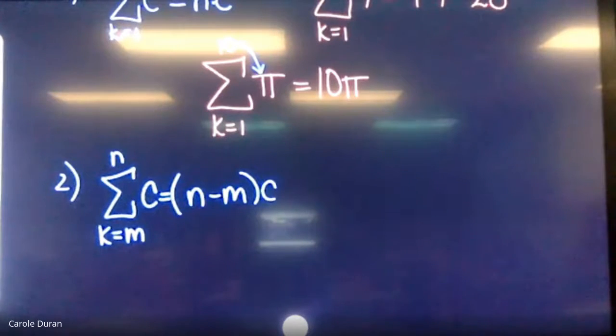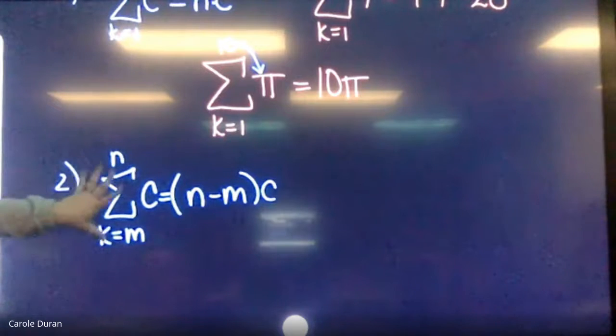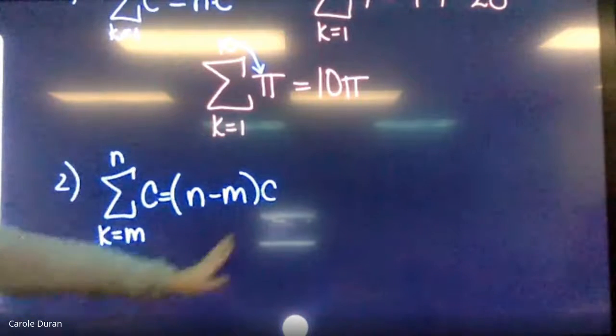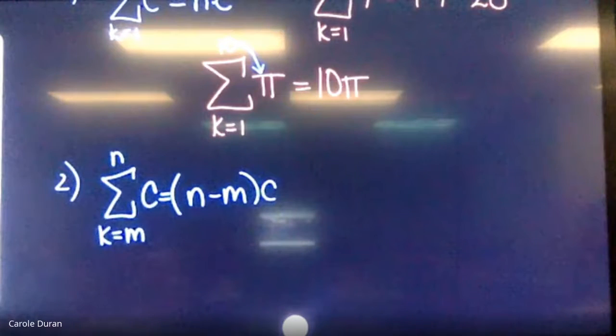Because if I start at 3 and go to 5, I technically only added c twice. Because to get from 3 to 5, I only had 2 numbers. Does that make sense? Okay, so we have to find the difference between these 2 numbers and then multiply that by whatever my constant was. Of course, we're going to do an example.